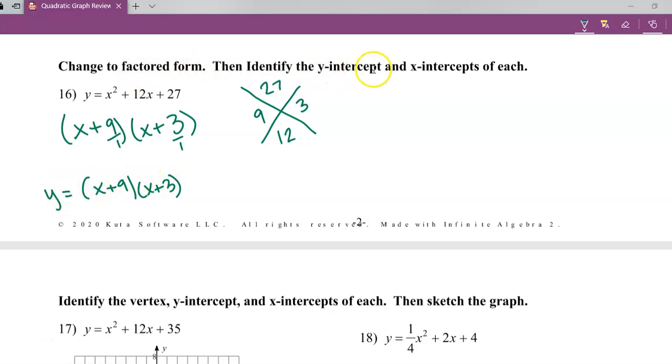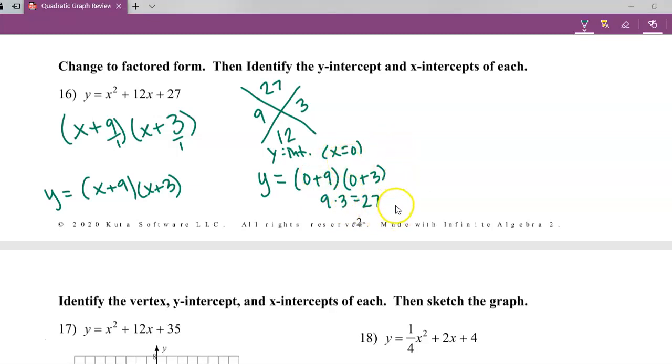So that's part 1 here. We need to identify the y-intercept and the x-intercepts. In order to find the y-intercept, we're going to plug in 0 for x. This would be 0 plus 9, times 0 plus 3, which would just be 9 times 3, which equals 27. So the y-intercept is at 0, 27.